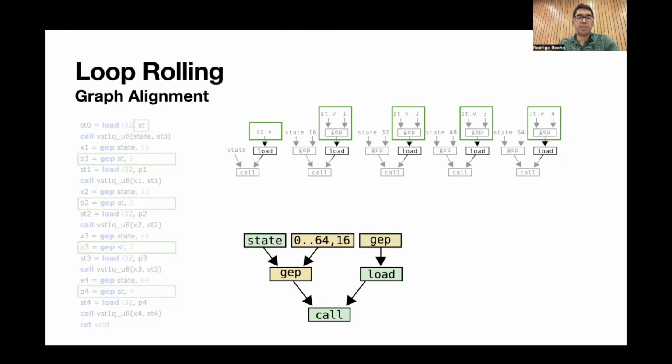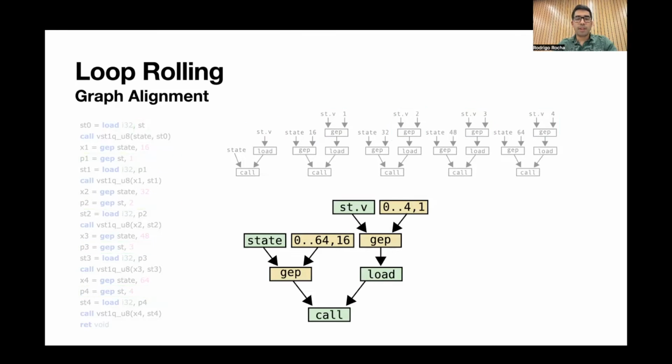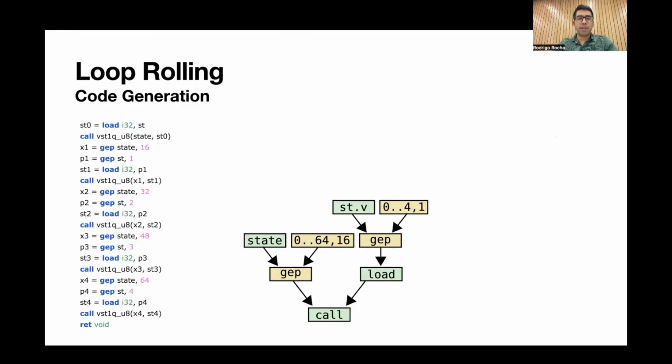And again, we'll just insert this gap instruction here that uses the st.v variable as the left operand, and as the right operand is the sequence from 0 to 4 incremented by 1. Now that we have this alignment graph, we will produce the rolled loop for this code on the left side.